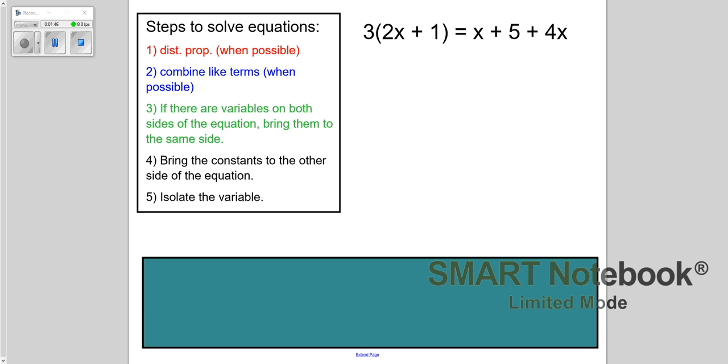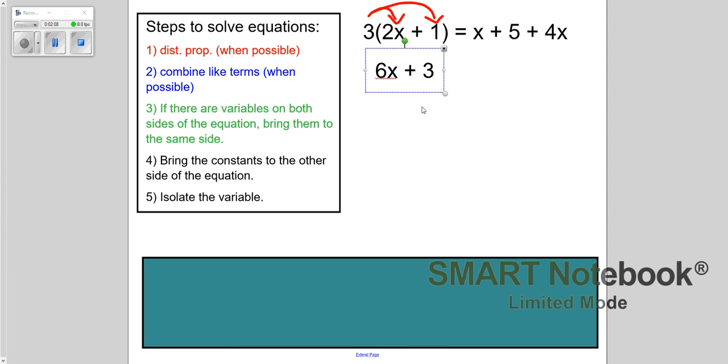So I'm going to pull up a red pen. I'm going to try to keep everything color-coded, and I'm going to use the distributive property. So when I draw these arrows, that reminds me I'm multiplying. 3 times 2x is 6x. And then 3 times positive 1 is positive 3, so I write plus 3.